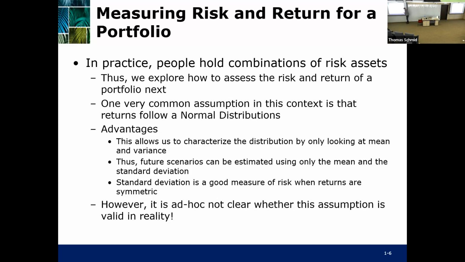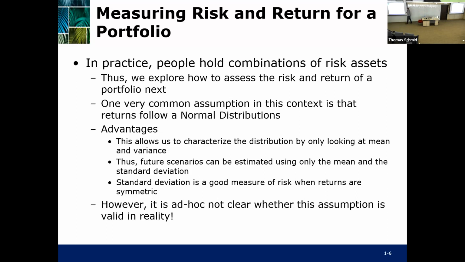Is the normality assumption a valid assumption? Well, yes and no. I'll show you some empirical evidence later. There will be good news and bad news. The good news will be that in our context, for portfolio theory, it seems a relatively reasonable assumption. It's still an assumption, it's not perfect, but it seems quite reasonable, actually.